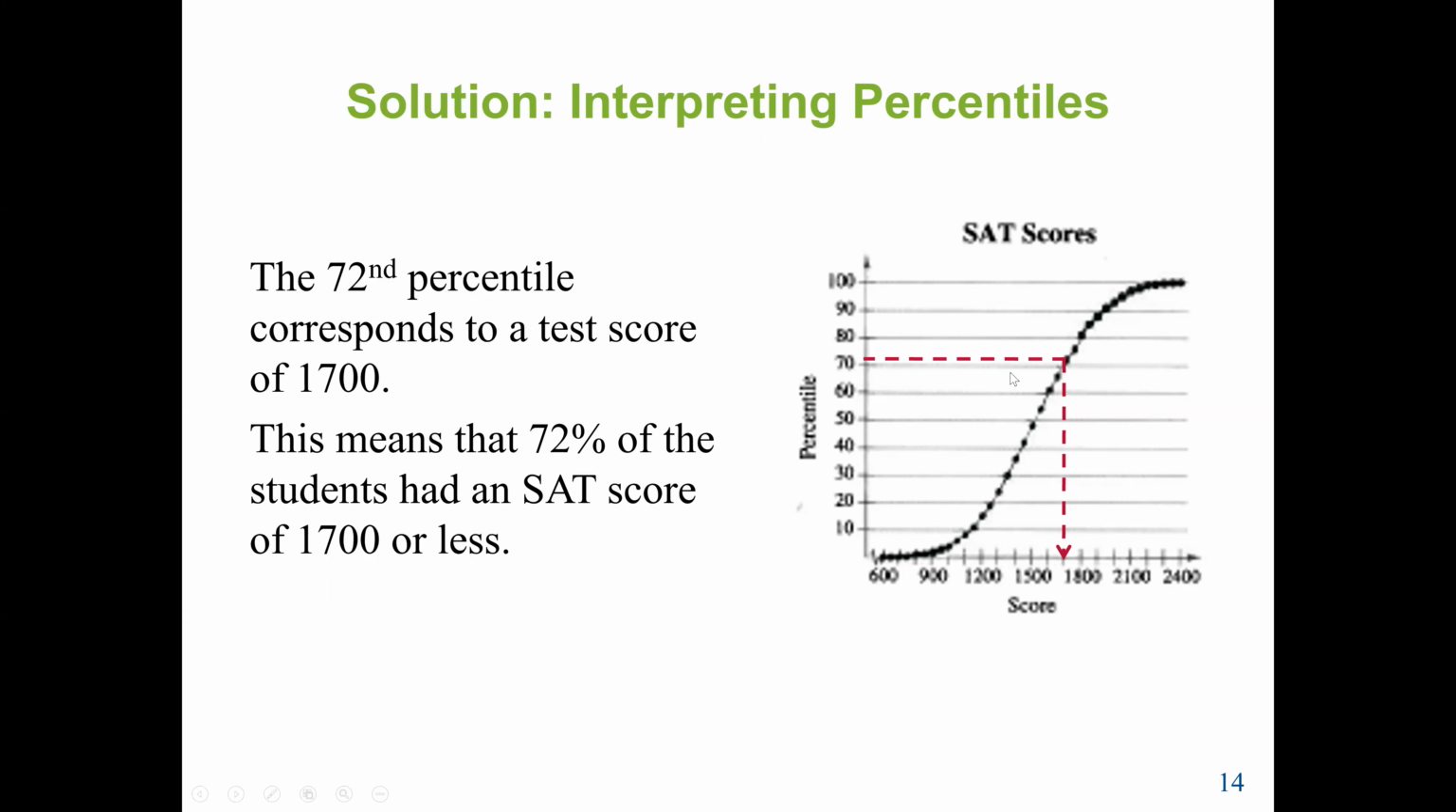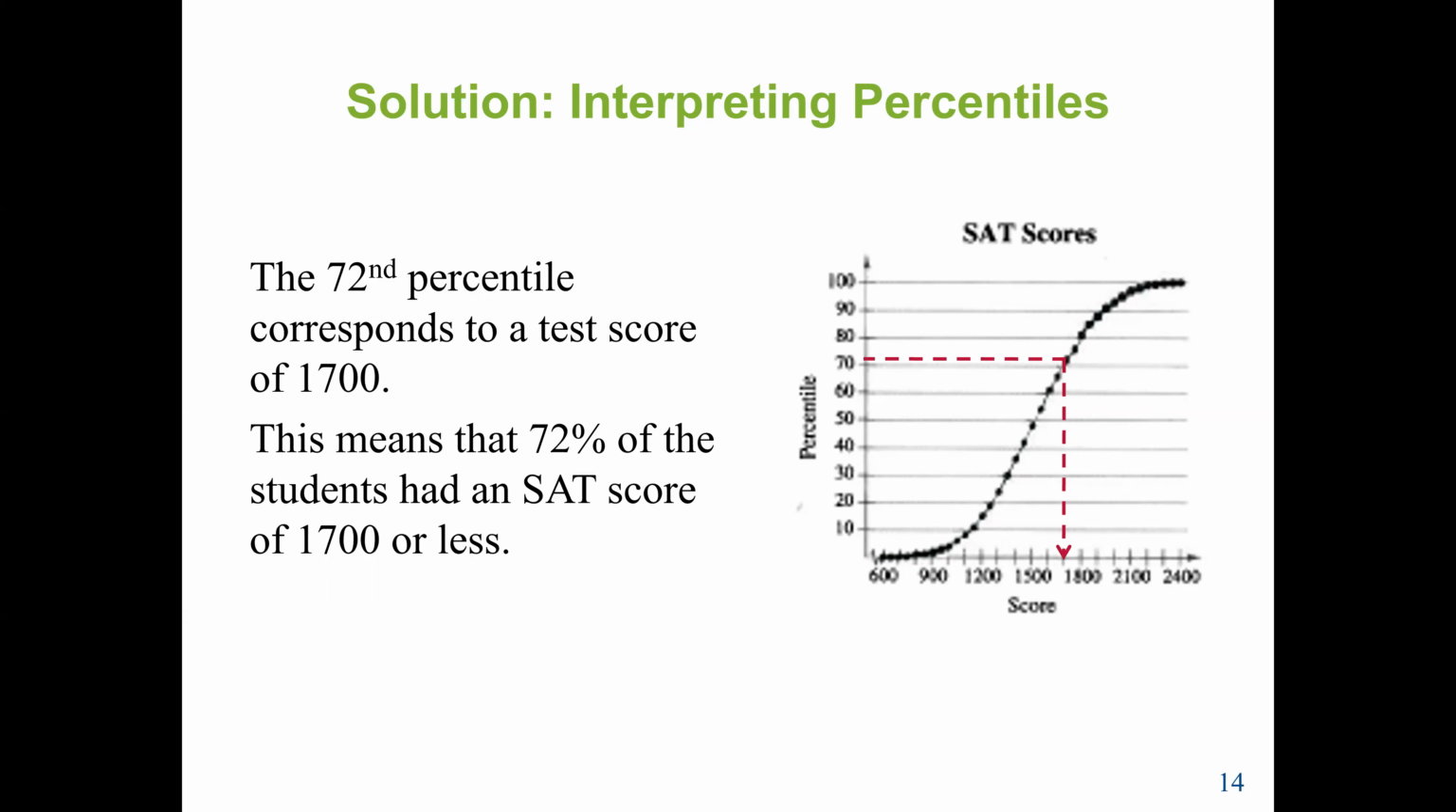This means that 72% of the students had a SAT score of 1,700 or less. You can see the arrow starts at the line, so less. Now, based on this, the remaining is 28%. We can say that 28% of the students scored above 1,700 or more on the SAT.